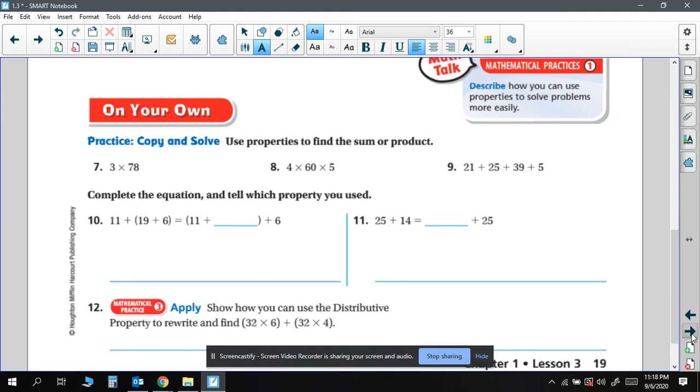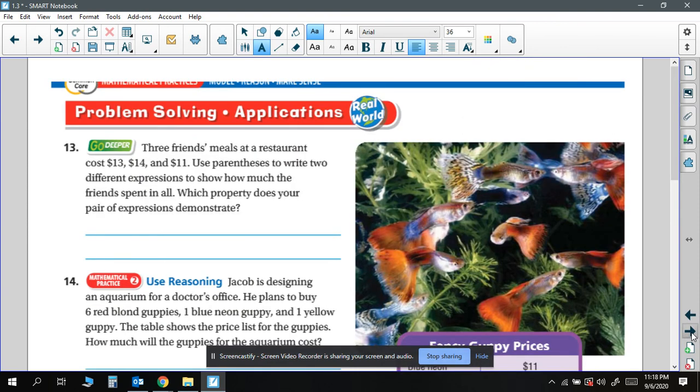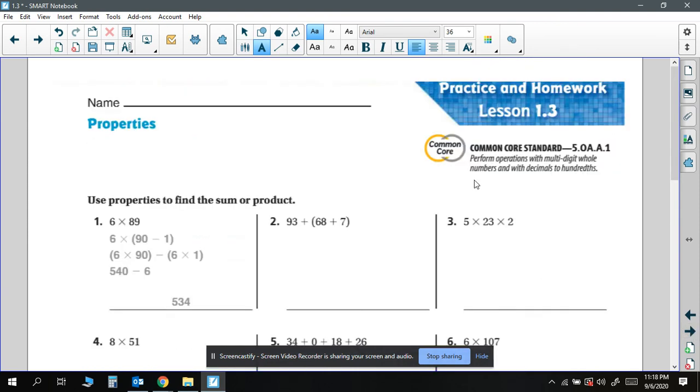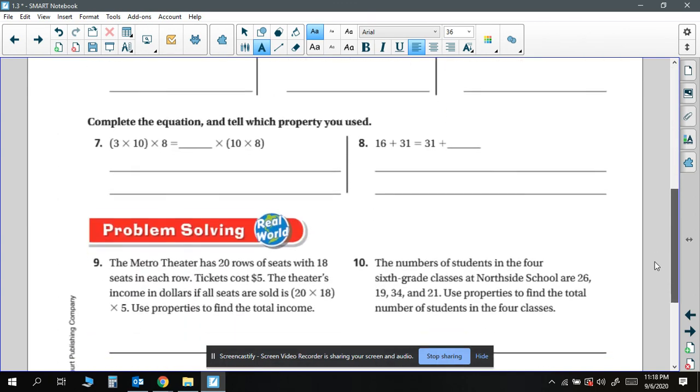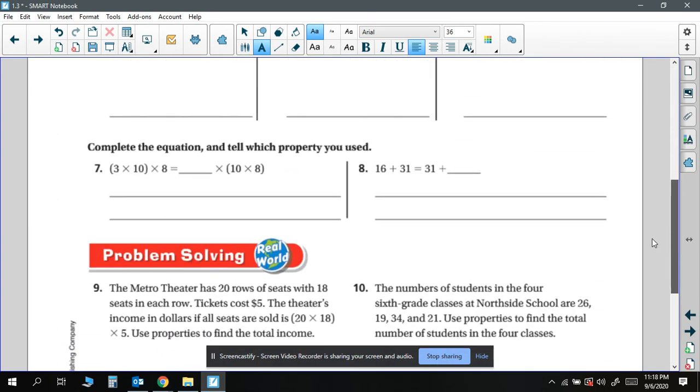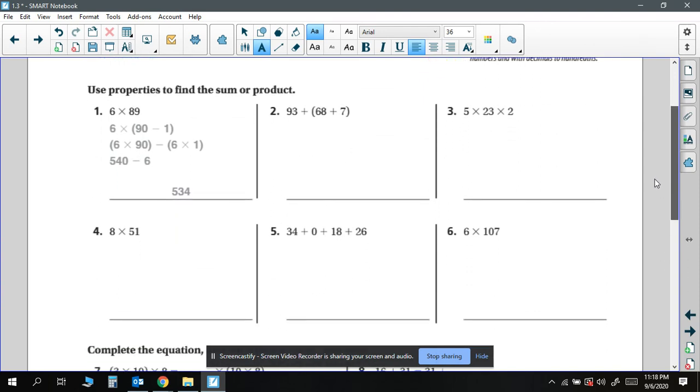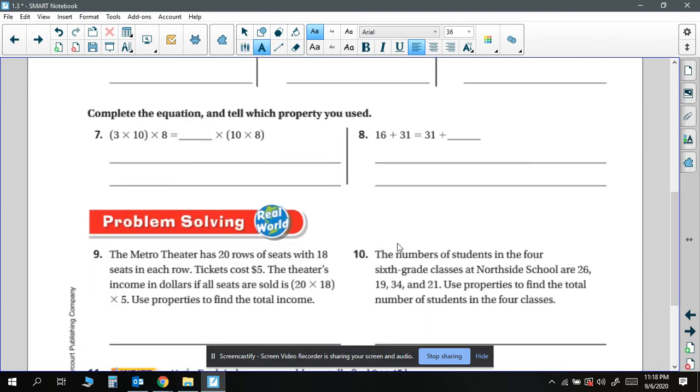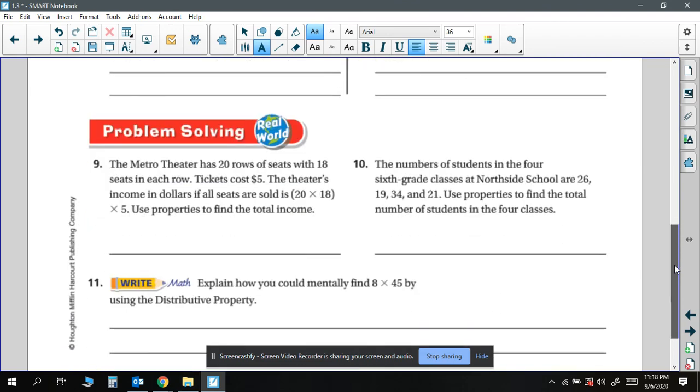And then for your homework tonight, what I'd like you to do is do the odds. Let me make sure I have that right here. Yes, I want you to do the odds. So I want you to do numbers 3, 5, 7, and 9 for your homework tonight.